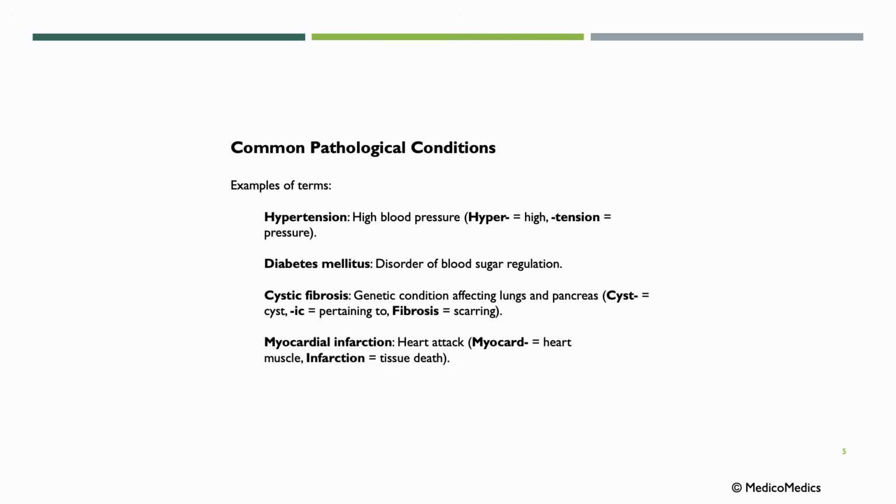Common pathological conditions. Examples include hypertension, high blood pressure, diabetes mellitus, disorders of blood sugar regulation, cystic fibrosis, a genetic condition affecting lungs and the pancreas. So cystic is cyst, ic meaning pertaining to, and then fibrosis meaning scarring.